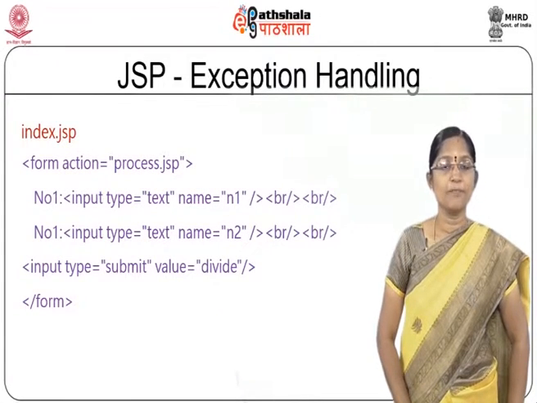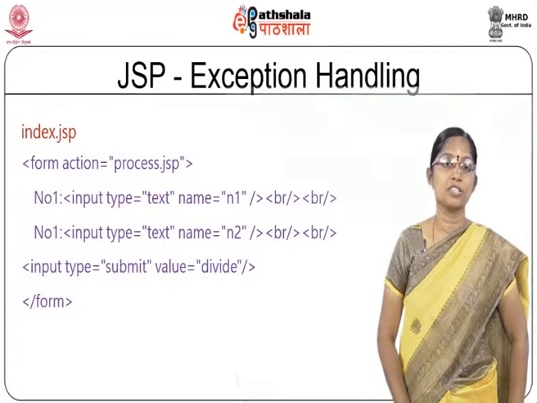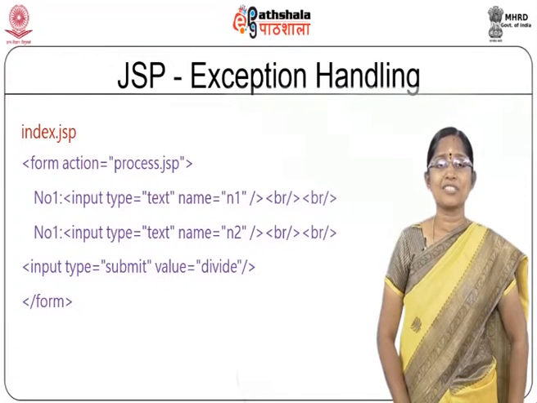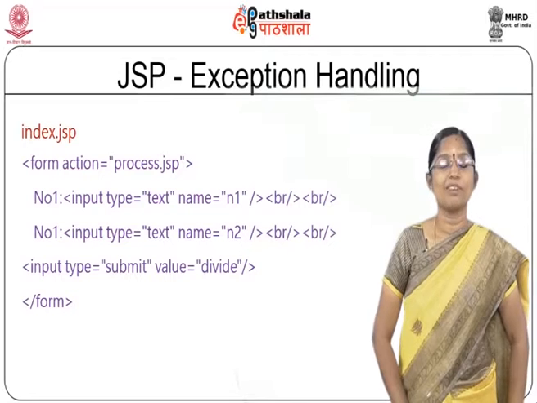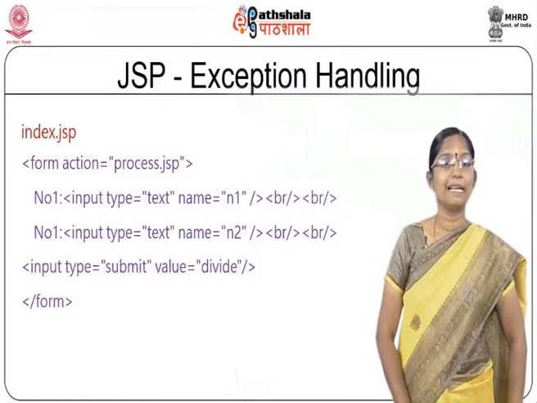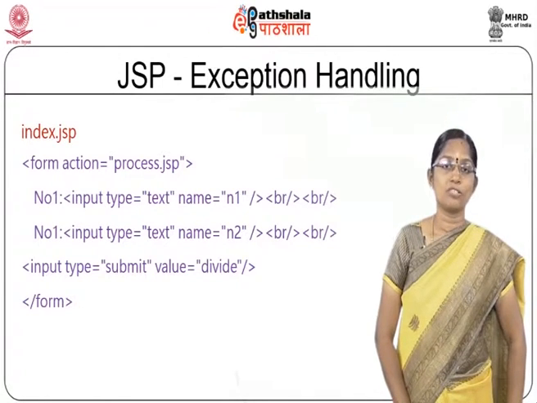This is index.jsp, in which, once the submit button has been clicked, the action will go to process.jsp. The content of index.jsp has two text boxes, input type equal to text, with names n1 and n2. Both these text boxes will accept some values. Once the submit button has been clicked, it will call process.jsp.